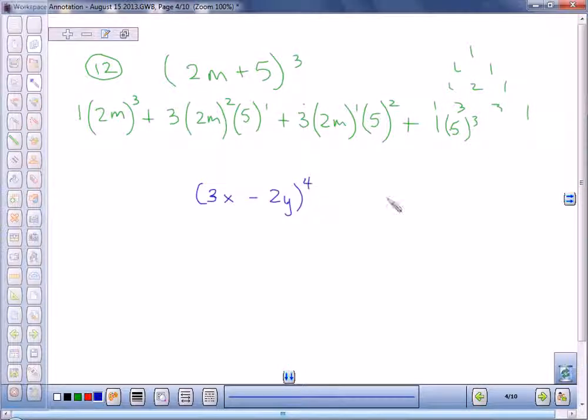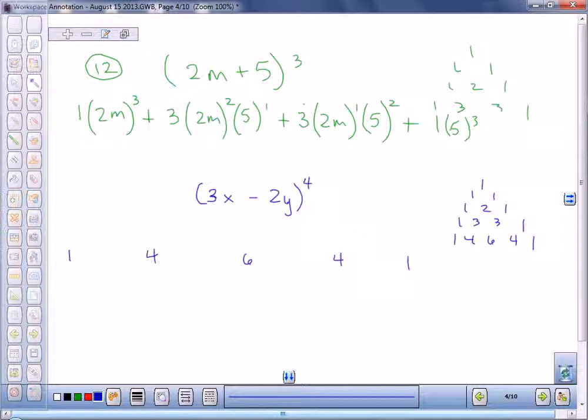Okay, so let's do the triangle. 1, 1; 1, 2, 1; 1, 3, 3, 1; 1, 4, 6, 4, 1. So this is what I'm going to start with: the 1, the 4, the 6, the 4, and the 1. Does everyone understand that part?